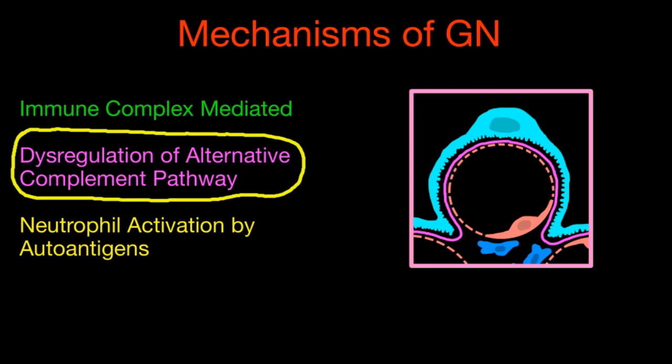So these are the main mechanisms for how GN can develop in the kidney, and next we're going to take a closer look at more specific diseases.